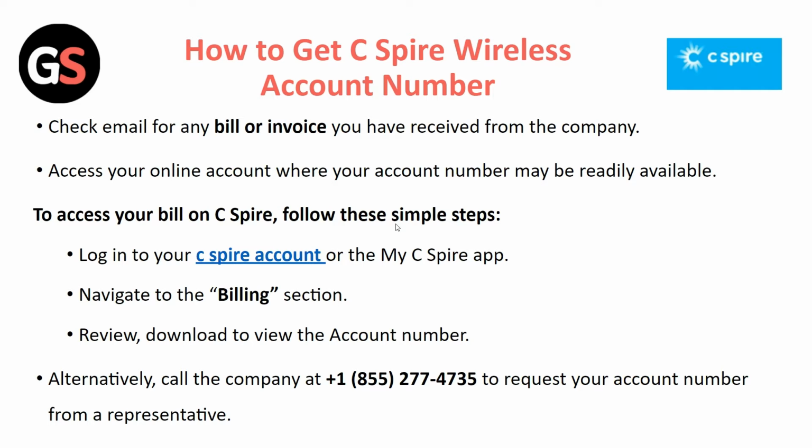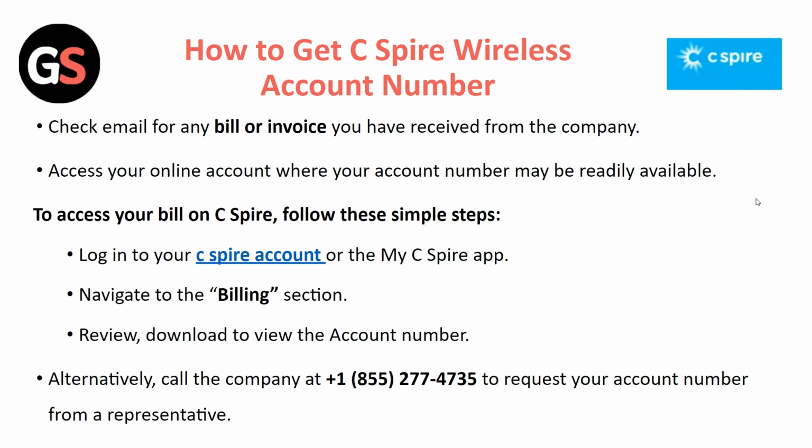To get your account number, first check your email for any bill or invoice you have received from the company. Then access your online account where your account number may be readily available. To access your bill on C Spire, follow these simple steps. Log into your C Spire account with the link we will provide in our description box. Once you open the link, navigate to the billing section, then review your download to view your account number.